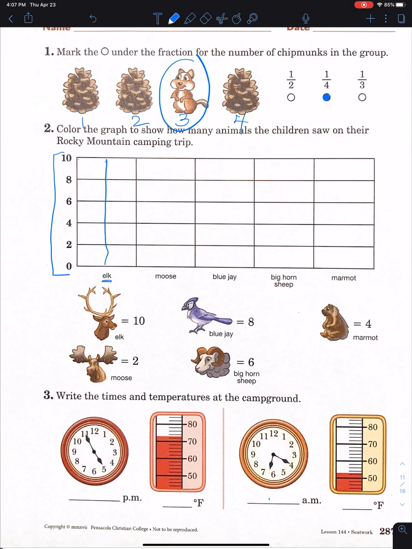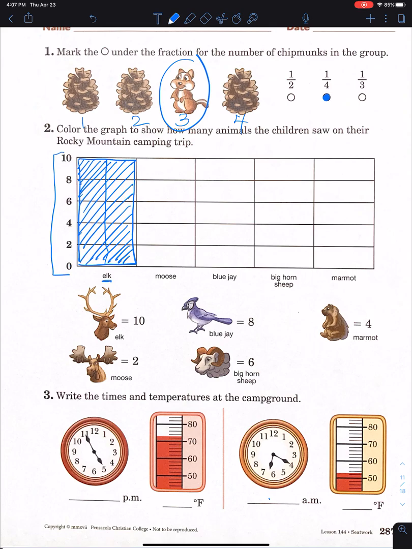And you know how I like to do it. I kind of make a box inside, and then I like to draw slanted lines because it seems to be faster. But you can take your time and color it in if you want. I just don't want to use up that time on the video. All right, so they saw 10 elk.